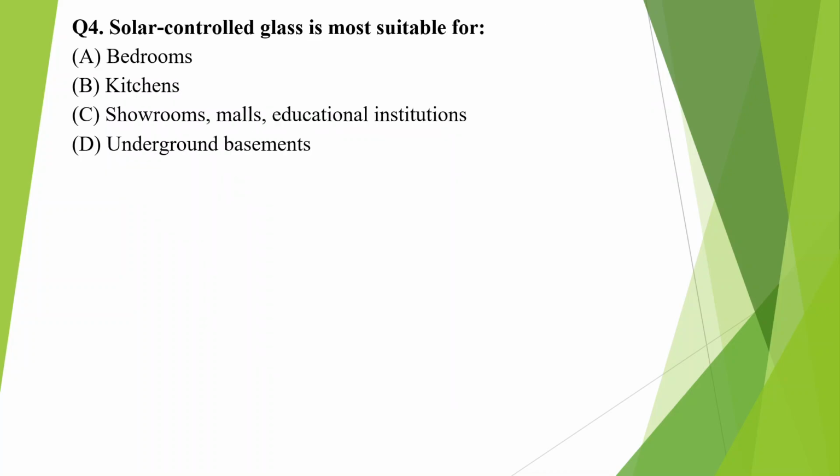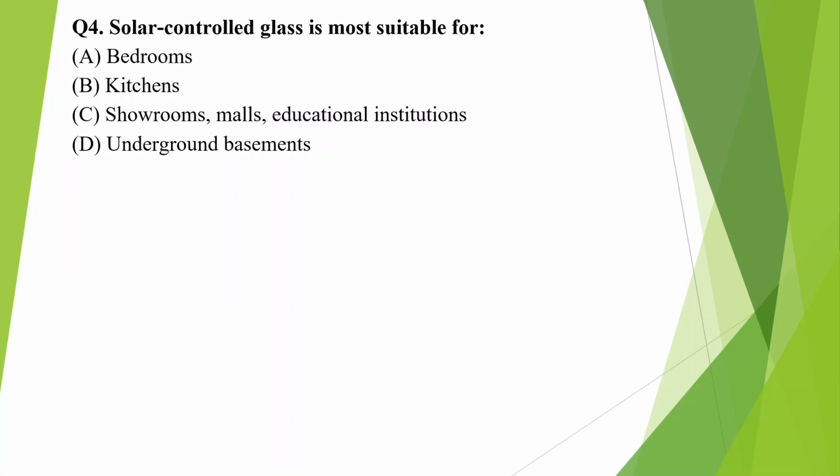Let's move to the fourth question. Here's the fourth question, which is asking you what solar controlled glass is most suitable for. So where will you be implementing or incorporating this solar controlled glass: in bedrooms, kitchens, or underground basements? There will not be any use in an underground basement. How can this solar control perform there? So only three options can be the answers, but you have to opt for the most suitable one.